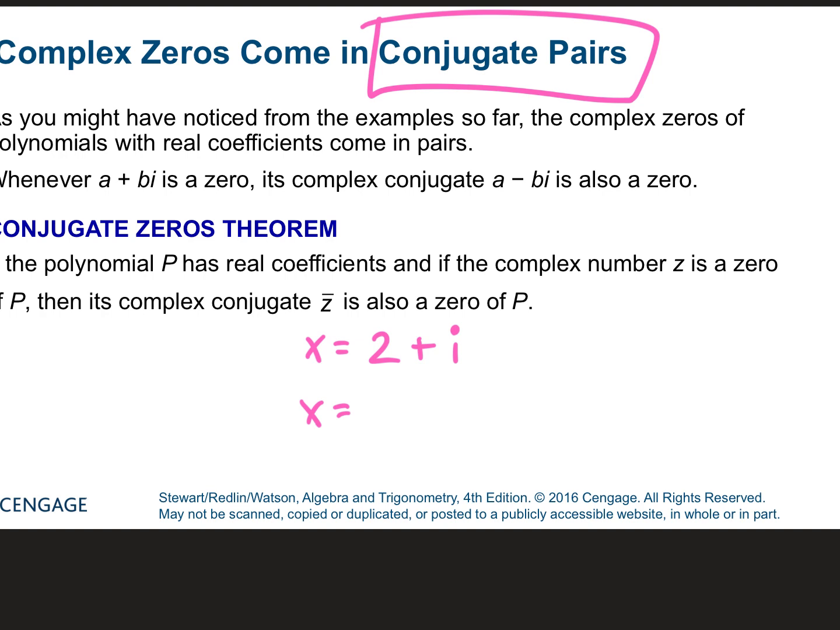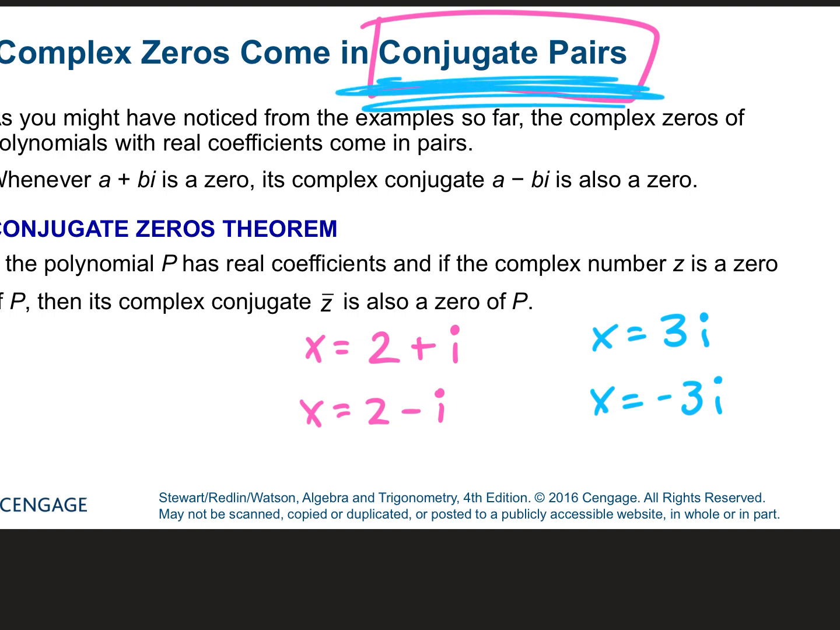So what's the conjugate of 2 plus i? 2 minus i. If it told me I had a zero of x is equal to 3i, what's the conjugate of that? Negative 3i. Awesome. So they always happen in conjugate pairs. So it'll probably give you one of the imaginary solutions. You have to make sure you include the other one also.